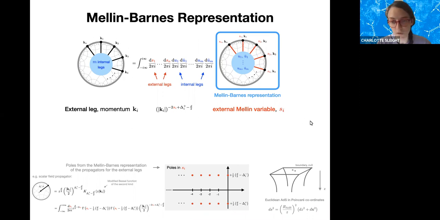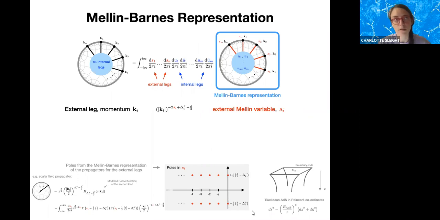we associate to each of them a corresponding what we call external Mellin variable s_i, where the magnitude of the momentum on the boundary enters the Mellin representation in the way that you can see here on the slide. So with an exponent that is fixed by the corresponding external Mellin variable s_i, as well as the scaling dimension of the corresponding operator on the boundary. And each of these external legs is accompanied by two infinite families of poles in the Mellin variable s_i, which are plotted here on the bottom of the slide.